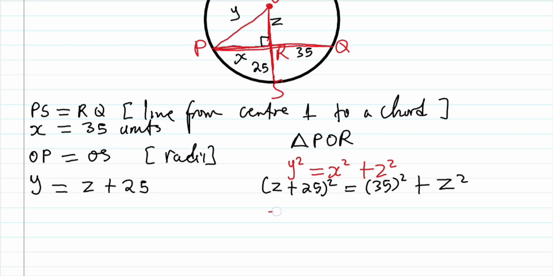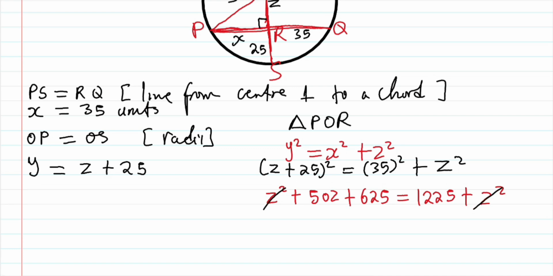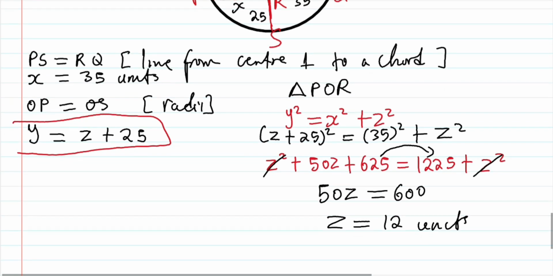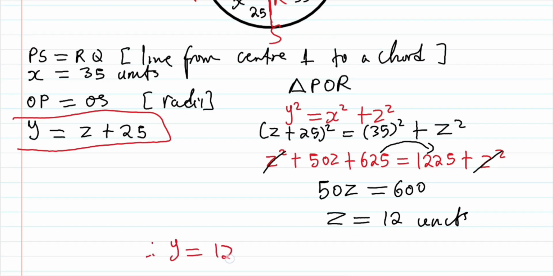When we simplify, we have Z squared plus 50Z plus 625 equals 35 squared, which gives us 1225, plus Z squared. Z squared and Z squared cancel out. So we have 50Z on the left hand side. We take 625 to the right hand side, and it subtracts from 1225, and we get 600. When we divide both sides by 50, Z is 12 units. As for Y, Y is equal to Z plus 25. Therefore, Y is equal to 12 plus 25, which gives us 37 units.